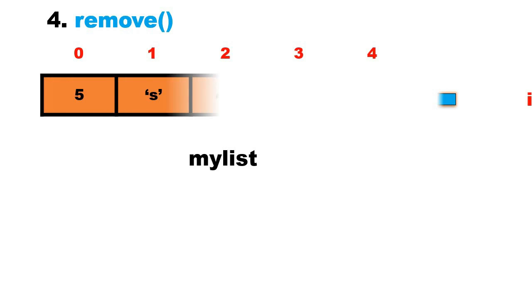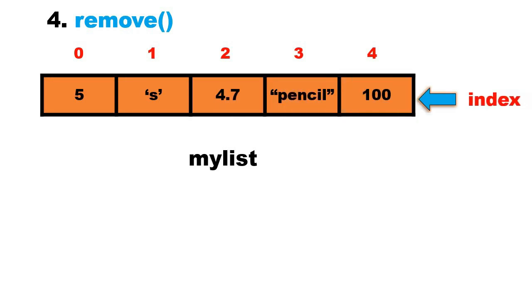Next we are going to see remove. I have taken the same list for example, with index starting with 0 and ending with 4, and the list name as mylist. Remove is used to remove a particular element from the list. Likewise, pop is used to remove the final element, right? So if you want to remove a particular element, you have to use remove.